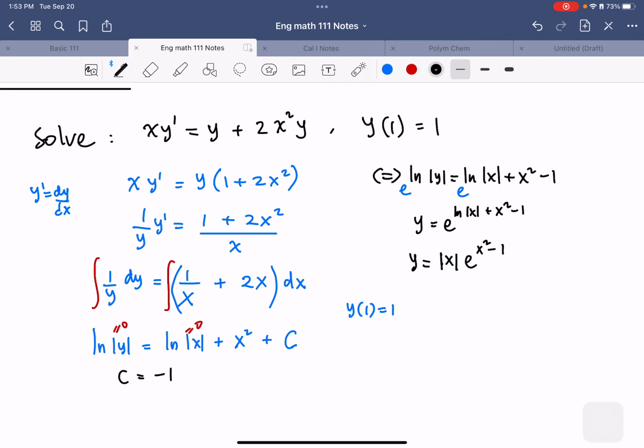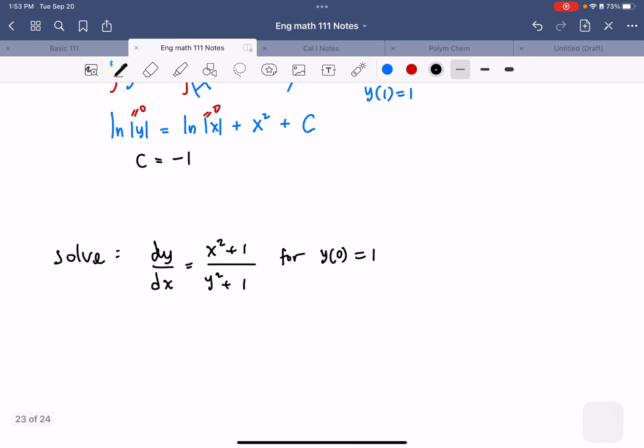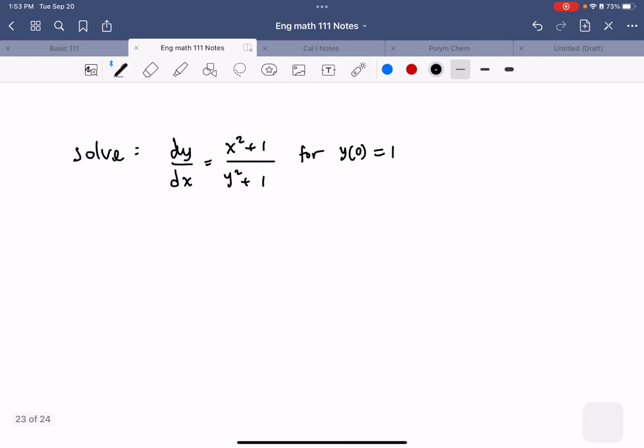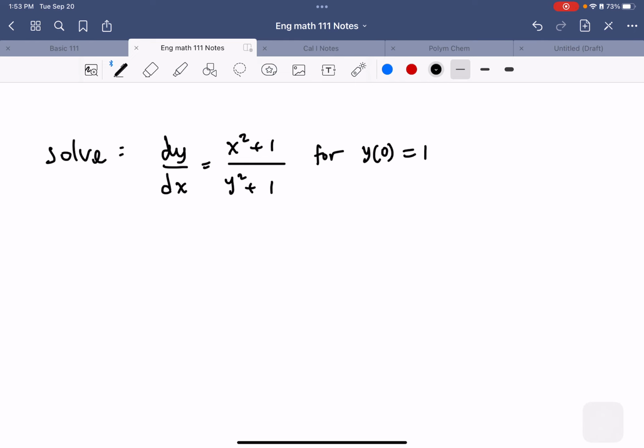Okay, the second one. This one. Well, I think it's a little bit easier to integrate. Not really need any elements, right? Just a normal integration directly. But maybe we can solve it together.